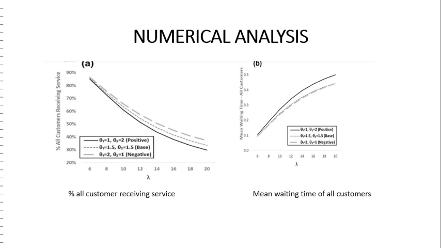And the second graph, graph B, is the mean waiting time of all customers. So here the customers have the highest mean waiting time in the positive system, and the mean waiting times of customers in the base and negative systems are almost equal in this graph.